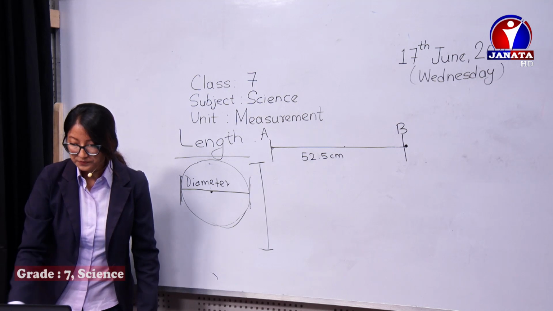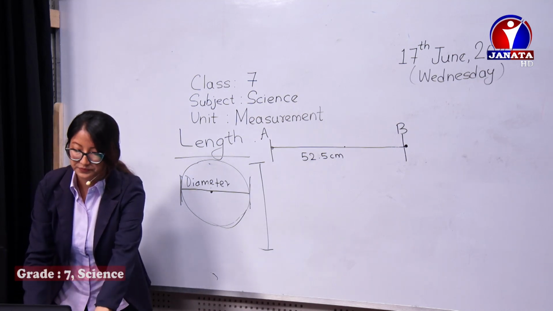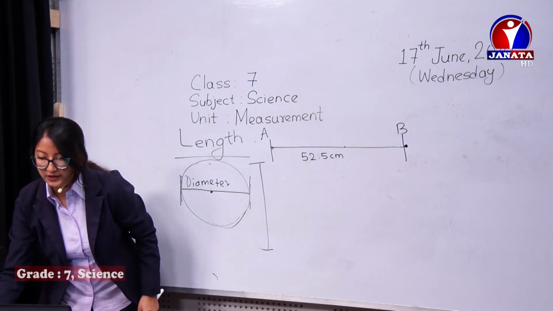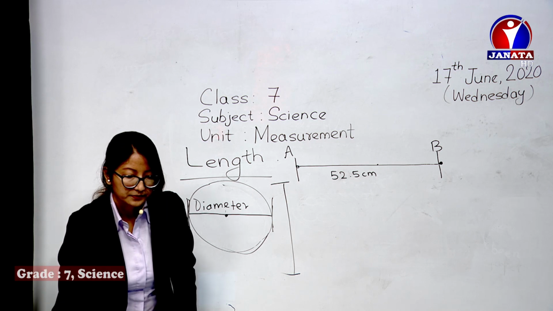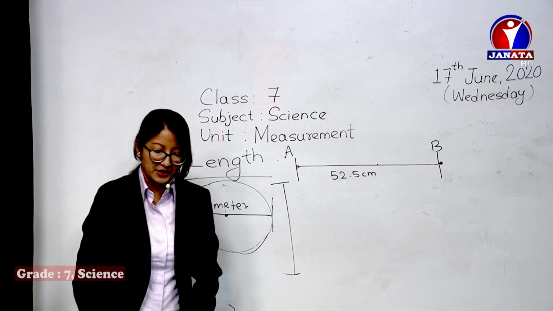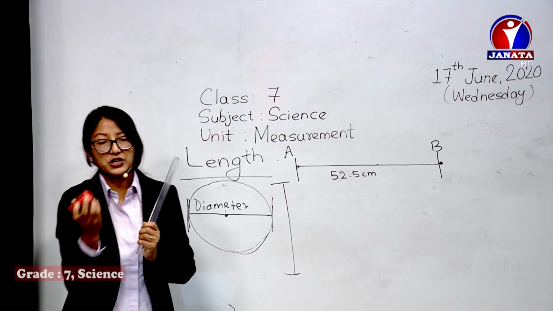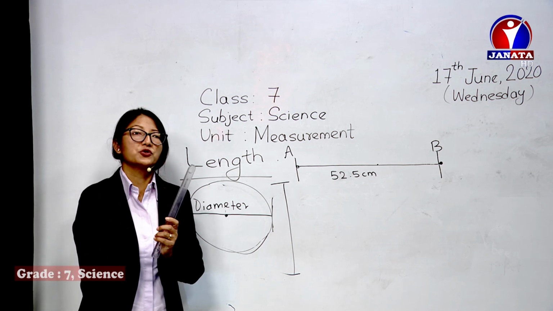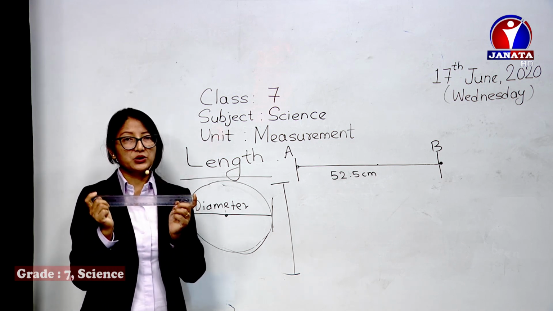Now, different devices are used for measuring length. Like I have a scale for measuring length. We can use a measuring tape. If we have to measure smaller, shorter distances, we can use a scale.